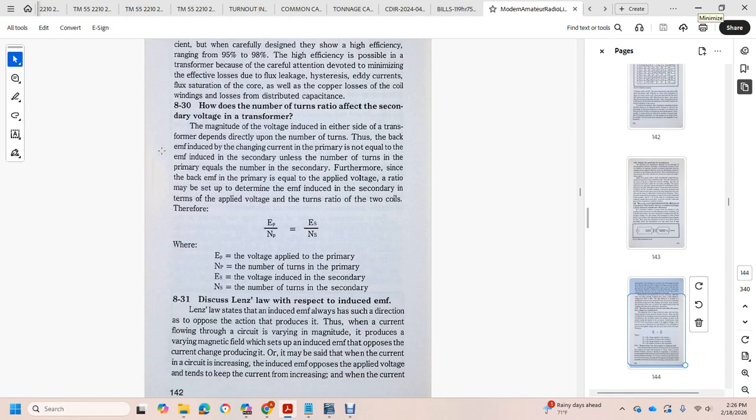Therefore, the voltage applied to the primary is to the voltage in the secondary as the number of turns in the primary is to the number of turns in the secondary.